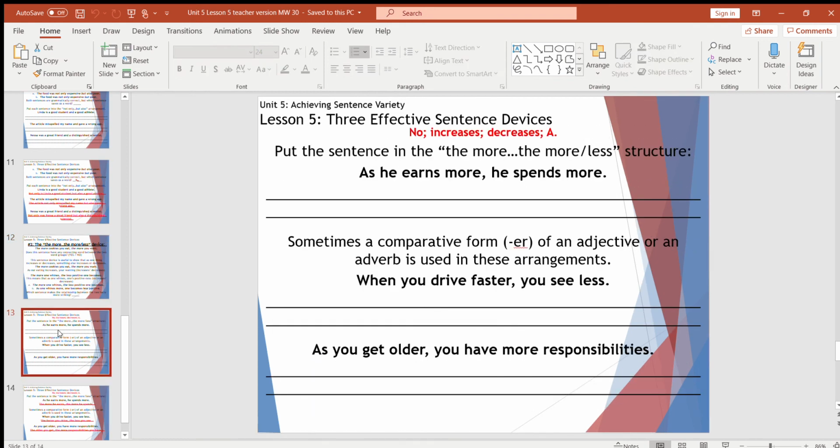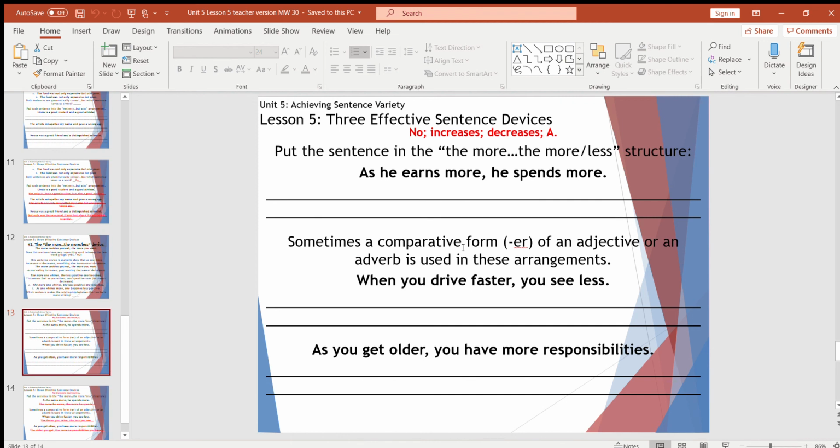So let's put these sentences into the more, less structure. So as he earns more, he spends more. Alright, so you'll notice we already have the more here, so we know which one we're going to go with. So the more he what? The more he earns, comma, the more he spends. So it provides the information already.